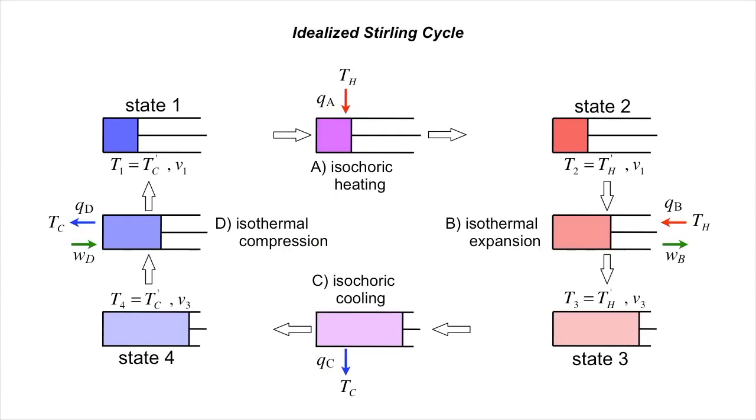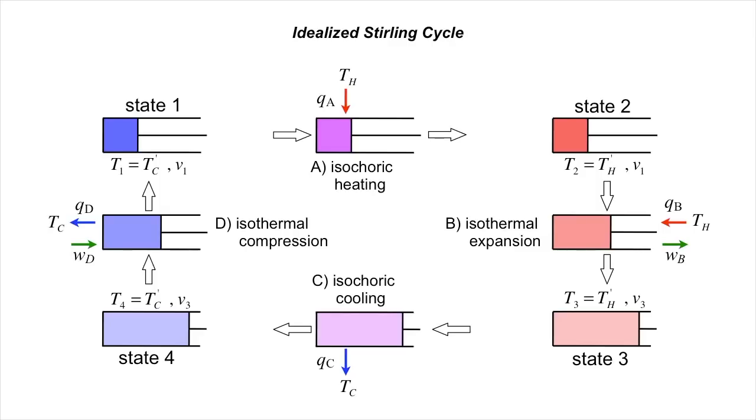To analyze the efficiency of this engine, let's assume an idealized Stirling cycle, as shown here. In this idealization, the heating steps I just showed you are approximated as distinct isochoric and isothermal steps A and B, and likewise for the cooling steps C and D.